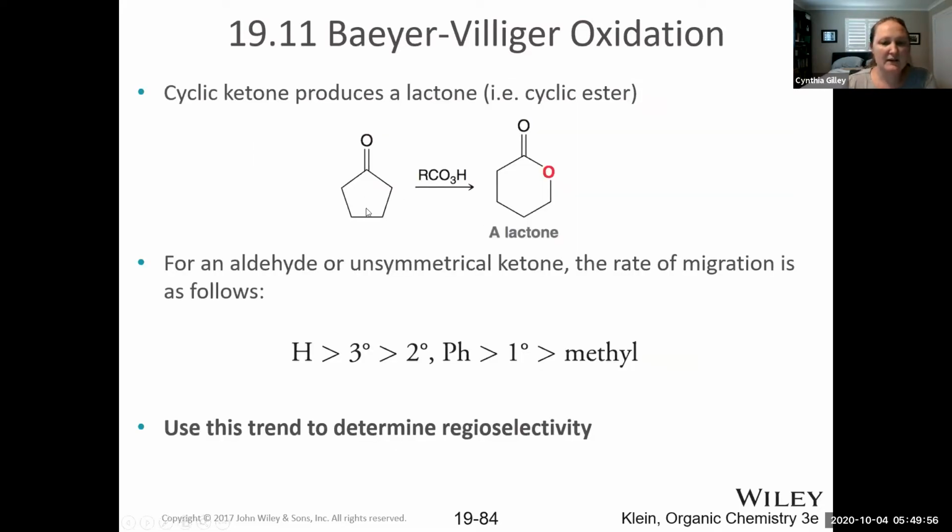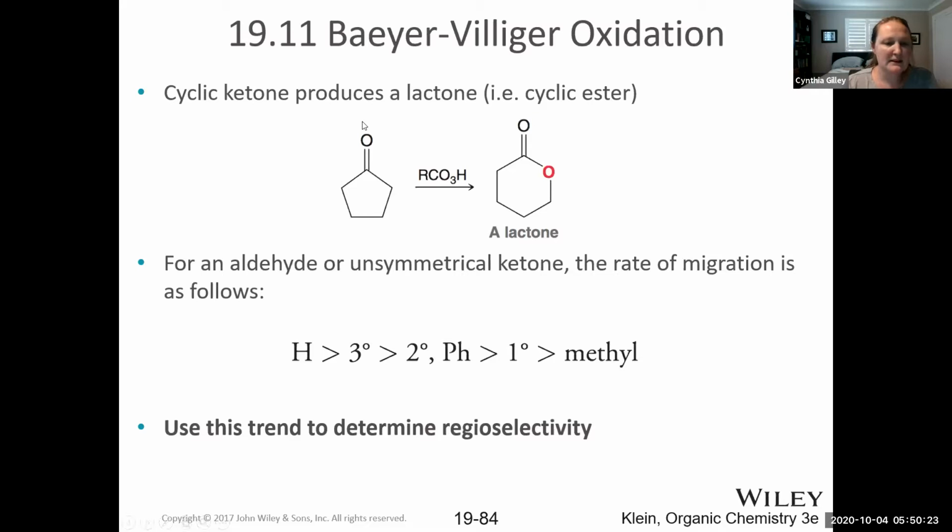And if you use a ketone, for example, a cyclic ketone, then when you insert an oxygen between the carbon-carbon bond, you're going to end up with a cyclic ester, which is also called a lactone. So that's a new functional group name for you, right? And again, the reagent is some sort of peroxybenzoic acid, which commonly you might see MCPBA.